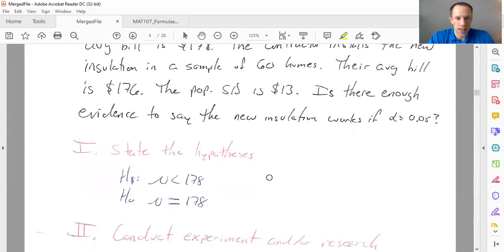Okay, so first thing, state the hypotheses. The contractor thinks that the new insulation will lower heating bills from the current value, which is 178. So the alternative hypothesis would be that the average is less than 178. The null hypothesis, which always has the equal sign, would be that the average is equal to 178. Okay, the alternative and the null will always have the same number here because both are based on the current value of the population mean.